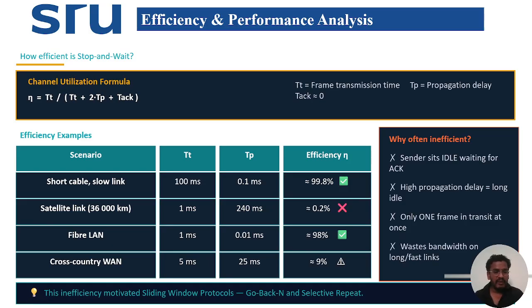So this inefficiency motivated sliding window protocols: Go-Back-N and Selective Repeat methods. Why the inefficiency? On the sender side, it sits idle waiting for the acknowledgement, and a high propagation delay means long idle times, and only one frame is in transit at once, which wastes bandwidth on long and fast links.